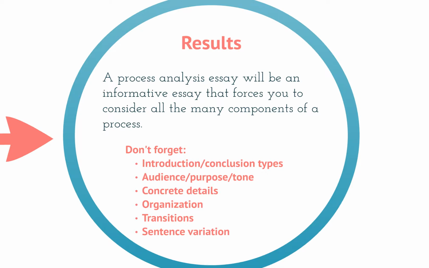You'll want to have concrete details in the examples that you give in each body paragraph. You'll want to be as specific as possible. That's going to take some good writing skills in terms of being concrete, using strong verbs, and accurately depicting what the reader needs to know. You'll want to think about organization, about what order those steps should go in. You'll also think about transitions and sentence variation, so we don't get bored reading your essay because it says first, second, last, right? So you'll want to think about all of those things.